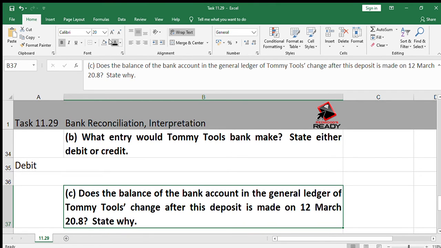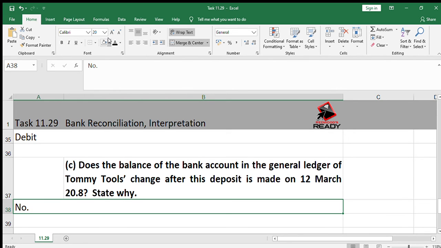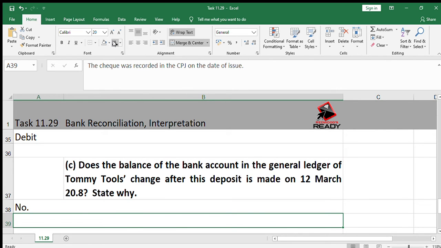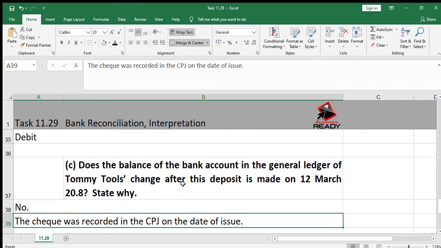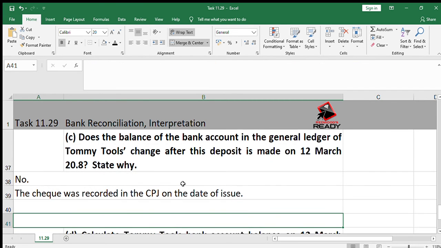Does the balance of the bank account in the general ledger of Tommy Tools change after this deposit is made on 12 March 20.8? State why. No. The reason is the check was recorded in the CPJ on the date of issue. So if it had already been recorded, it's not going to change again now when the check is deposited.